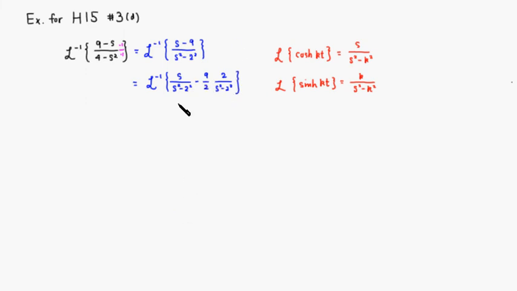Then you can see that if you take the inverse Laplace transform of s over s squared minus 2 squared, it would be hyperbolic cosine of 2t. Then you have a -9 over 2 times hyperbolic sine of 2t. So this is the inverse Laplace transform of this function right there. That's it. I hope that this was clear.